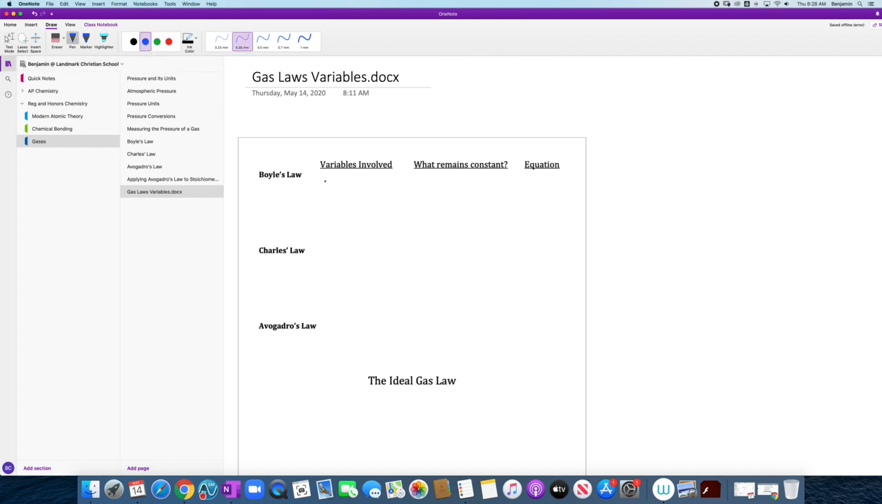So in Boyle's law, Robert Boyle discovered that there is a relationship between pressure and volume, okay? And that relationship is actually an inversely proportional relationship. So as one goes up, the other goes down. But even more than that, if you double one, the other one gets cut in half. If you triple one, the other one gets cut into 1/3, and vice versa.